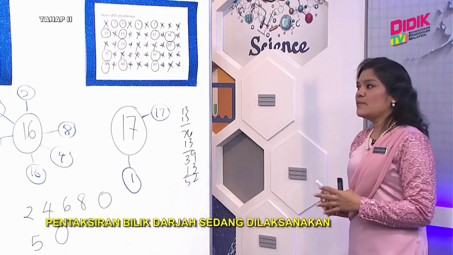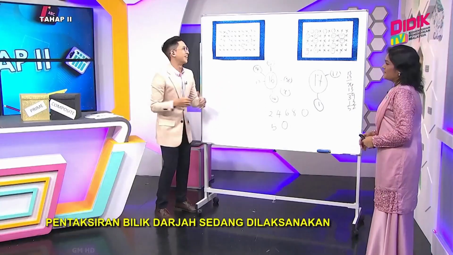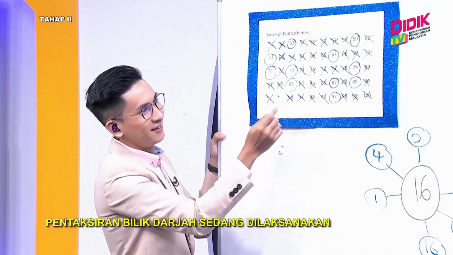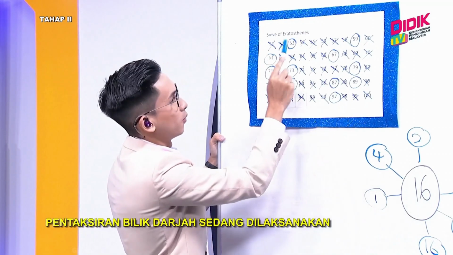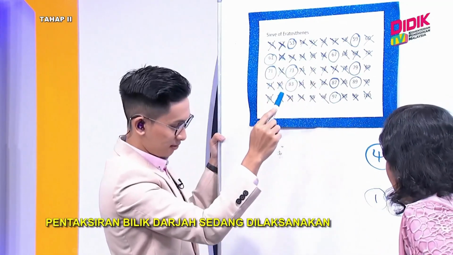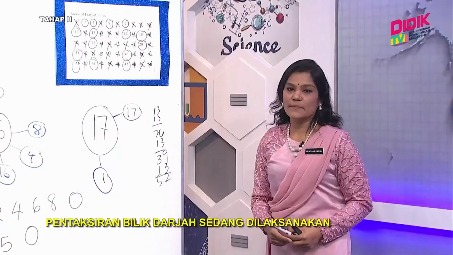So, can you tell me how many prime numbers there are from 1 to 100? Many numbers, teacher. No, I'm just kidding. Okay, so we have to count. 1, 2, 3, 4, 5, 6. So altogether it's 25. 25 prime numbers from number 1 to number 100.